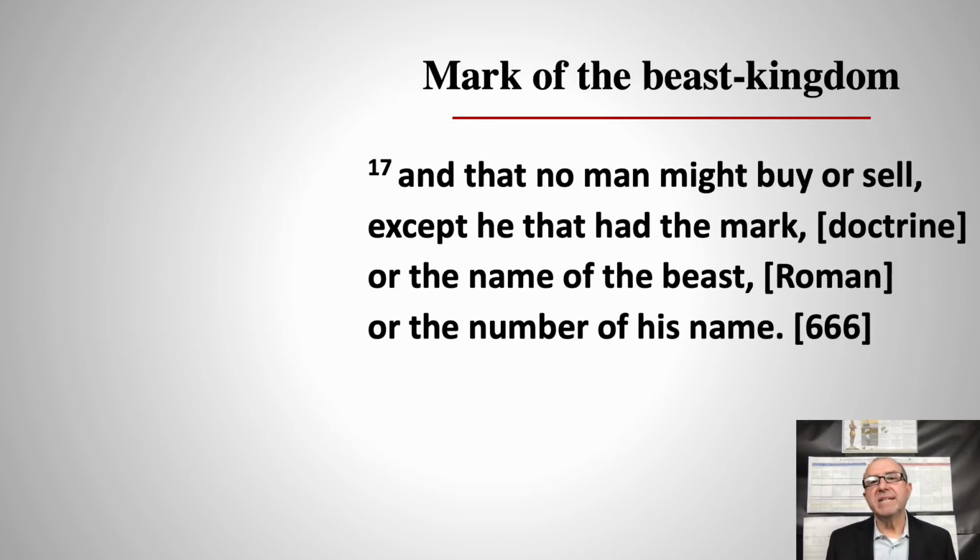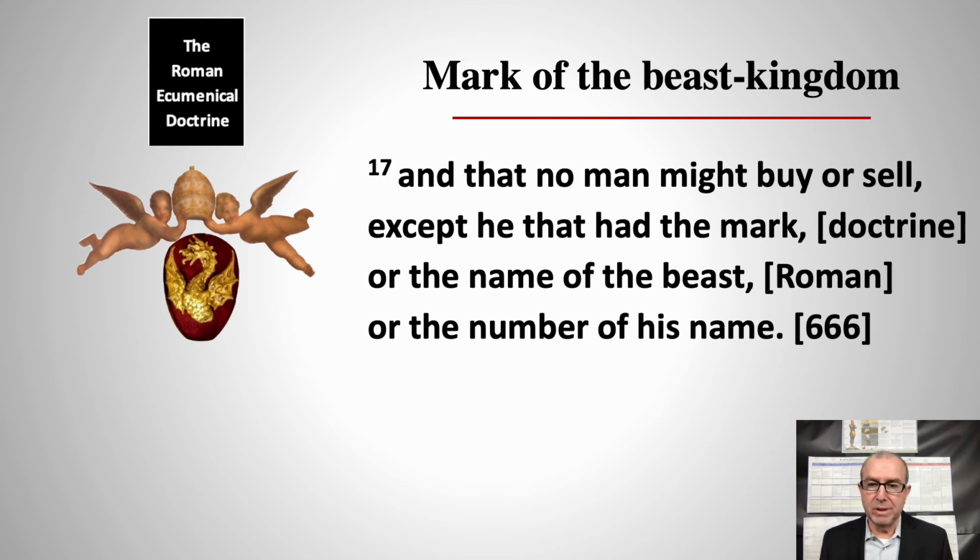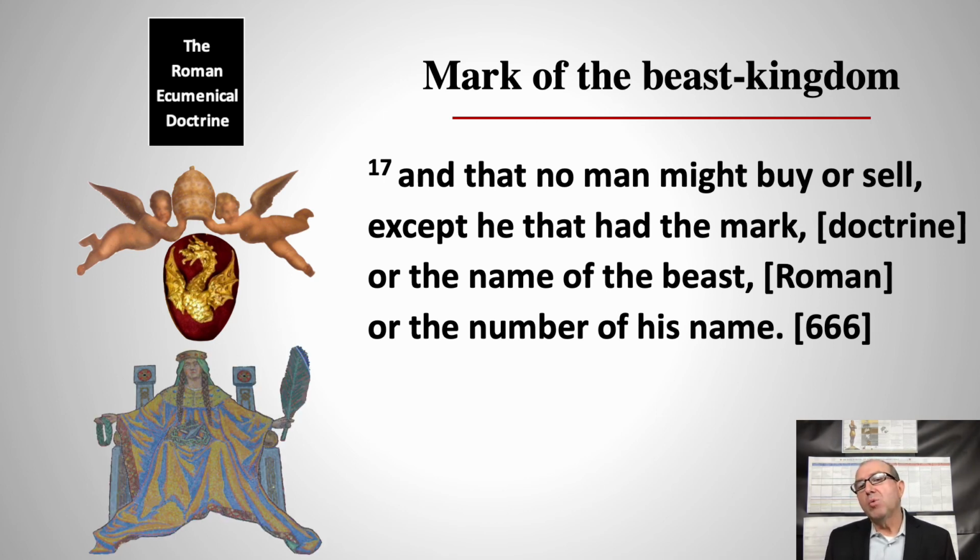And 17 says that no man might buy or sell except he that had the mark, or the name of the beast, or the number of his name. Nonetheless, church history proves that the ecumenical councils and the Catholic Inquisitions would not allow many to buy or sell unless they accepted Rome's doctrine or obeyed Rome's beast religion that's crowning the dragon, or worship his image, the Queen of Heaven.